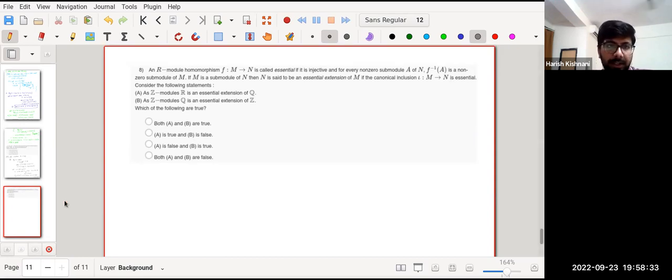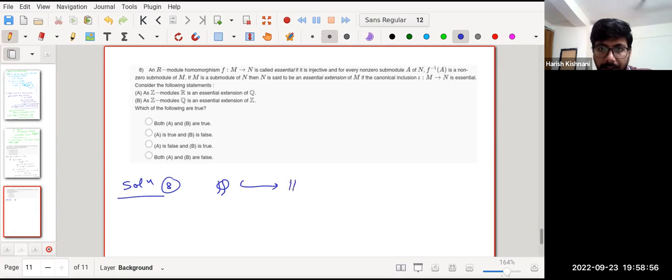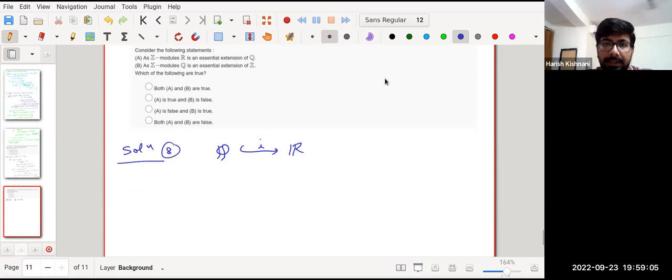We need to see whether R is an essential extension of Q, or Q is an essential extension of Z. Okay, so first of all, R is not an essential extension of Q. From Q to R you have the inclusion map, and it is going to be injective because it's an inclusion. The only thing you need to check is whether the pullback of every non-zero submodule is non-zero.